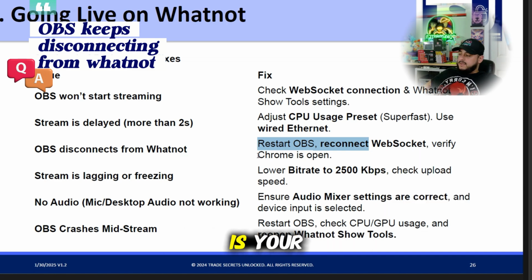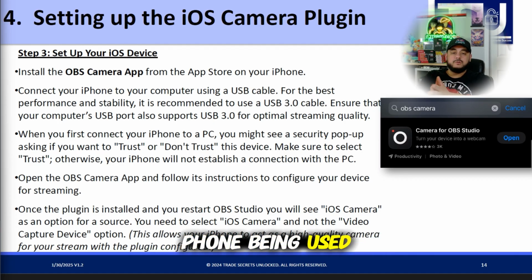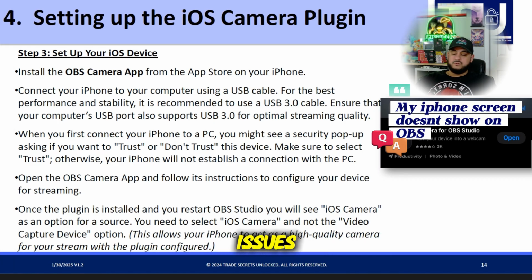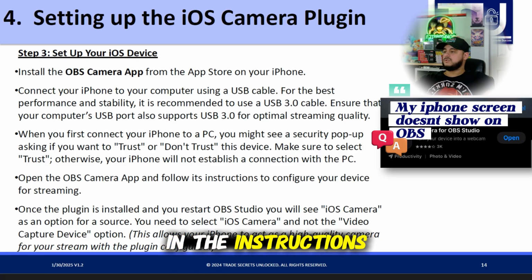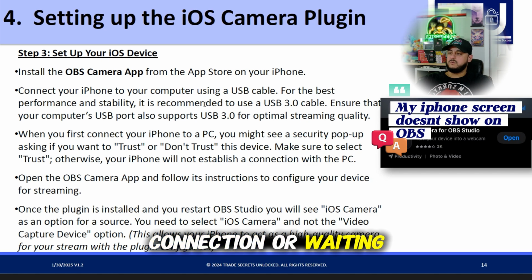The last one is your iPhone. Troubleshooting your phone being used as a camera. I've seen several issues. Some of them are covered right here in the instructions. The symptoms for all of these are pretty much similar: you'll plug your phone in, you'll hear the connection, you'll see the connection, the little lightning bolt in the battery. If your sound is on your computer, you'll hear it connect, but nothing will happen. The camera app for OBS will still show looking for connection or waiting for connection.